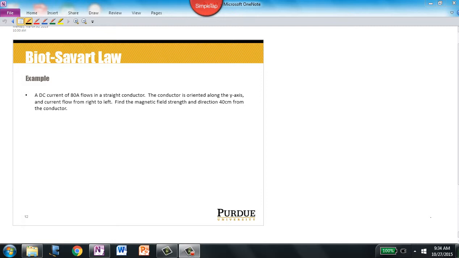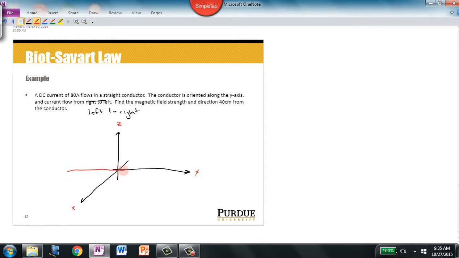I'm actually going to make a small change. Just to keep things simple, I'm going to do this from left to right. The current is flowing from left to right. So if we were to draw that situation in the Cartesian plane, I use red to indicate current. This is going to be the z-axis. This is the x-axis. This is, of course, then the y-axis. If we've got current flowing from left to right, we've got an infinite line of current flowing along the y-axis here. And it has a value of 80 amps.